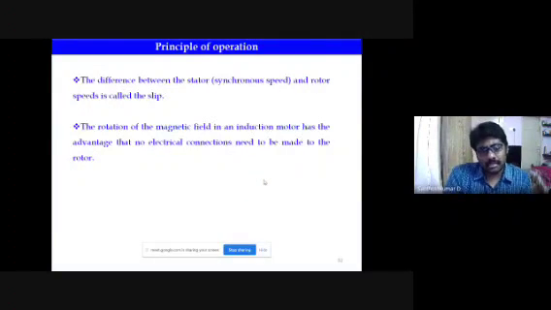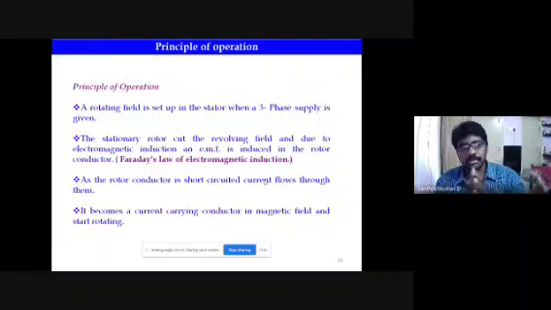Next is slip. Slip is the difference between the synchronous speed and the rotor speed. That is what is called slip. So this is the basic principle. Anyhow, I will just recall the basic principle.